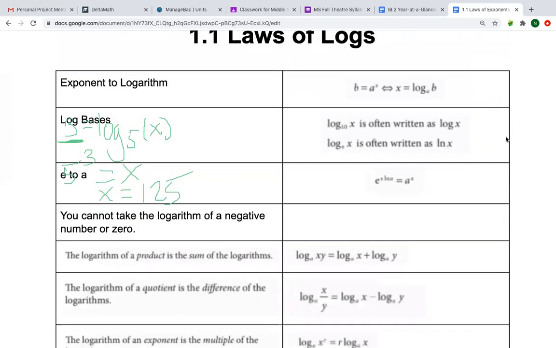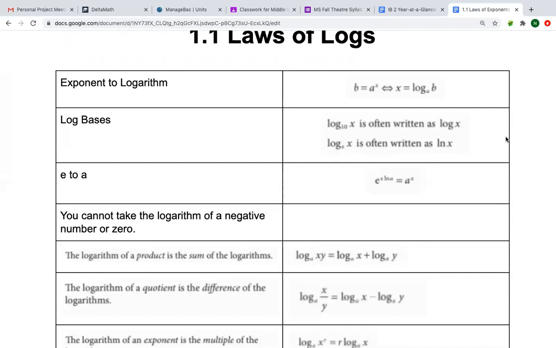Something to be noted is that if you have log base e, it's usually going to be written as ln of x, which is pronounced the natural log. So ln, please don't say that. It's not a math term. Instead, you say the natural log of x.